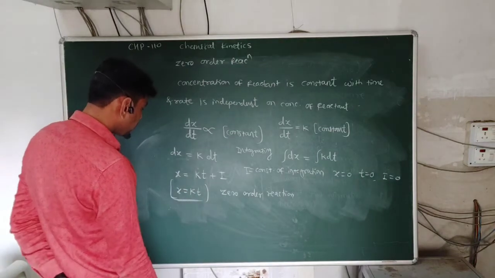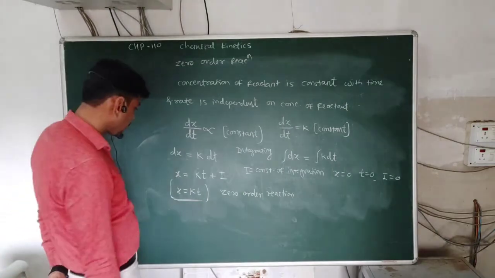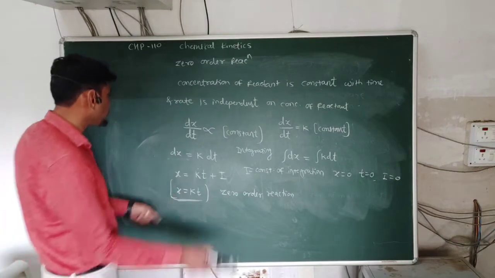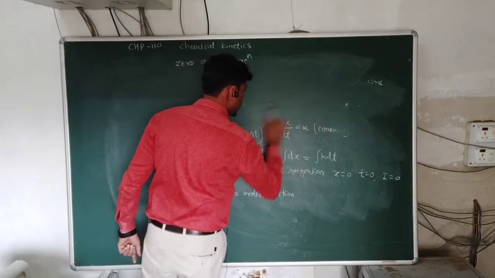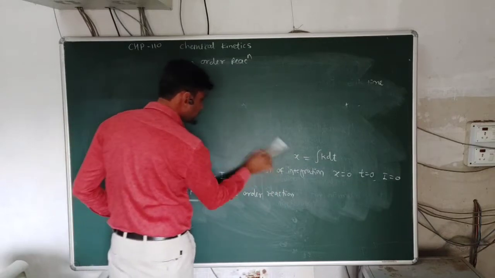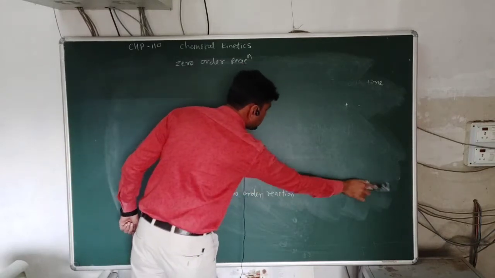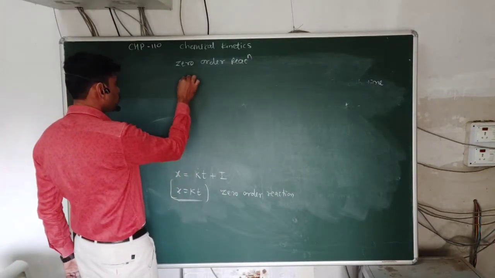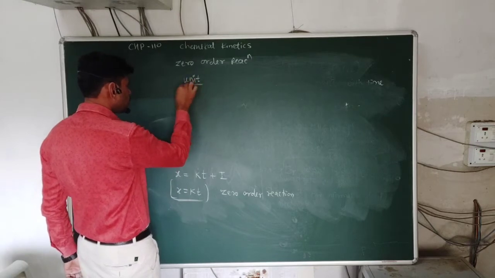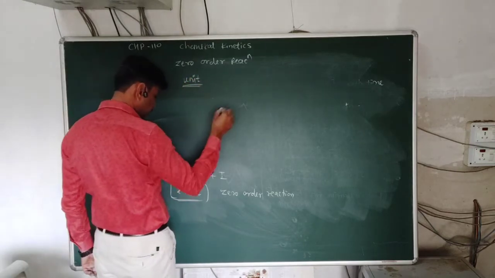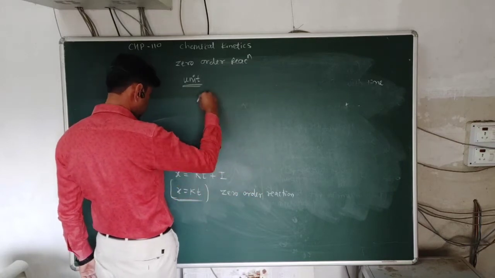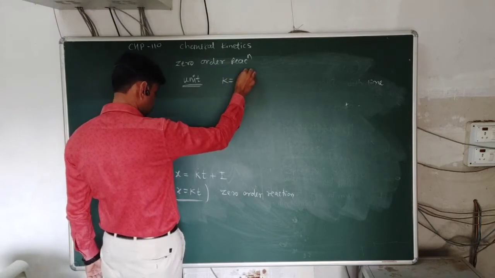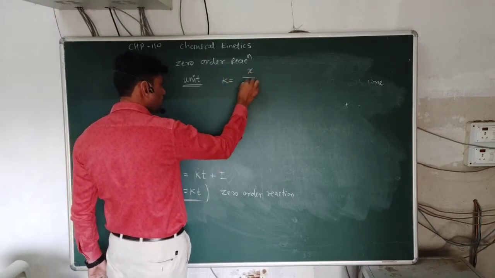Now let's see the unit for this zero order reaction. We have to rearrange this equation. Concentration may be expressed in moles per liter. We know the zero order rate expression is x is equal to kt. If we rearrange this equation, k is equal to x upon t.